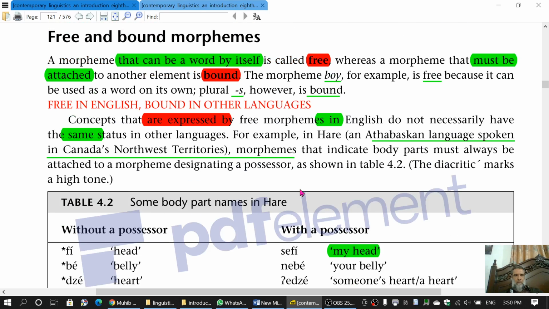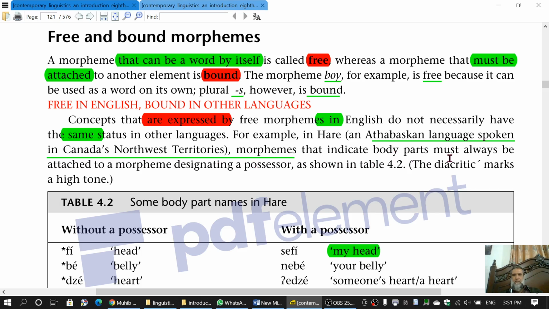इसको पढ़ भी लेता हूँ, आपके लिए आसानी होगी. Concepts that are expressed by free morphemes in English. बाज़ बातें, कॉन्सेप्ट्स जो कि इंग्लिश में फ्री मार्फीम्स के तौर पे आती हैं, do not necessarily have the same status. उनका यही स्टेटस नहीं होता फ्री मार्फीम का इन अदर लैंग्वेजेस में, दूसरी लैंग्वेज. For example, in Hare language, अथाबस्कन लैंग्वेज है, spoken in Canada's Northwest Territories में बोला जाता है.